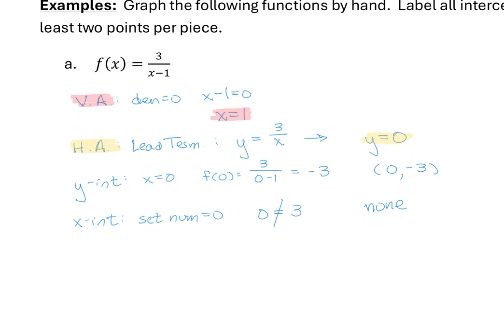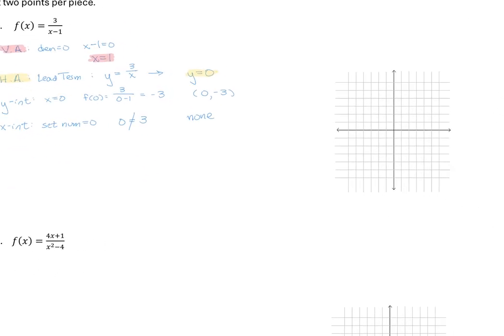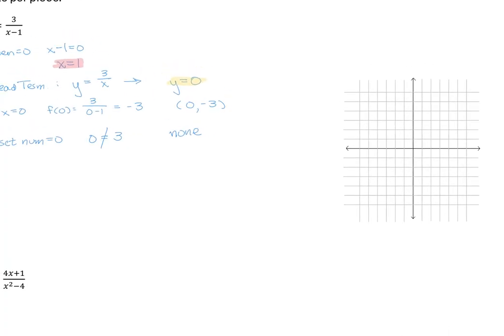We're not done. We do still need at least 2 points on each piece, and right now I've just got 1 point. But before I start doing anything else, I'm going to go ahead and graph what we have so far. All right, so we have a vertical asymptote at x equals 1. And remember that when we label this, we do need to make sure that it is an equation.